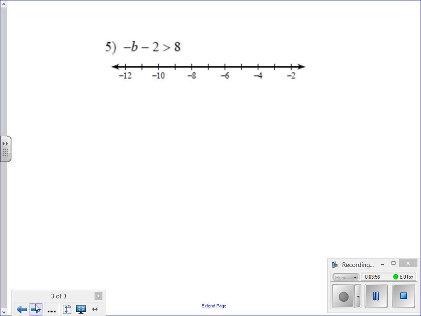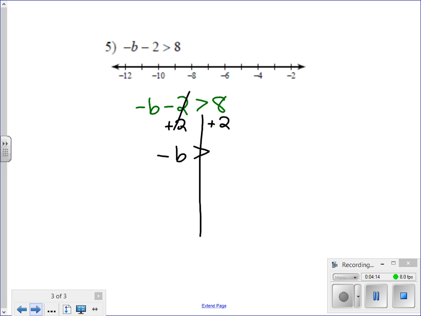I have negative b minus 2 is greater than 8. I'm going to start by putting my line down for organization. And I'm going to start by adding 2 to both sides. When I add 2 to both sides, I end up with negative b is greater than 10. Well, I have to be really careful here in order to get b by itself because I'm not done. I have to remember that there's an invisible 1 in front of that b. So in order to get b by itself, I actually have to divide by negative 1.